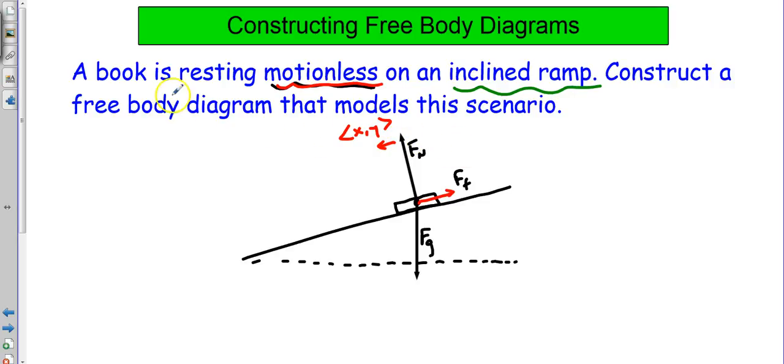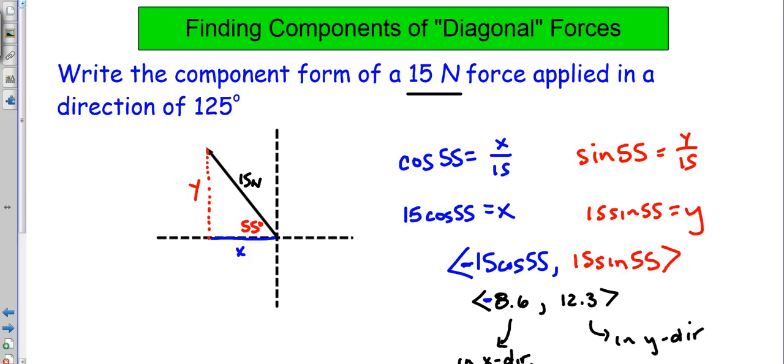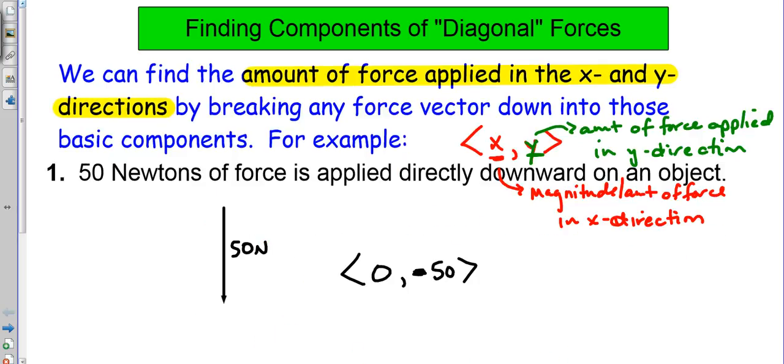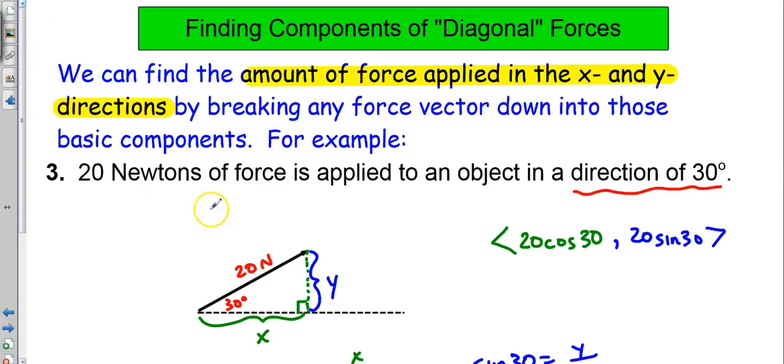Okay? So we've talked about constructing free body diagrams, and we also talked about this concept of finding the component form, or the amount of force that's being applied in the x and the y direction for diagonal forces, such as this one.